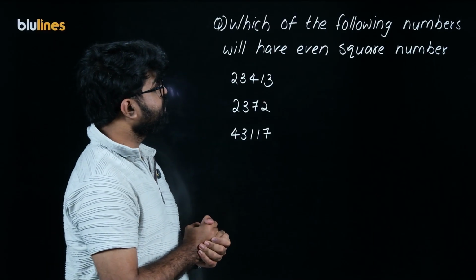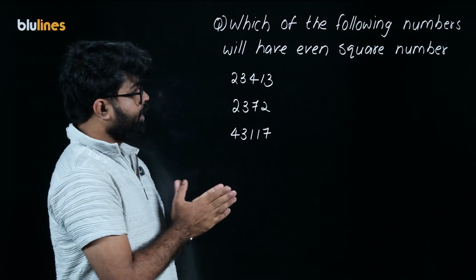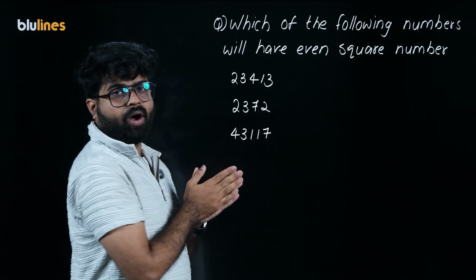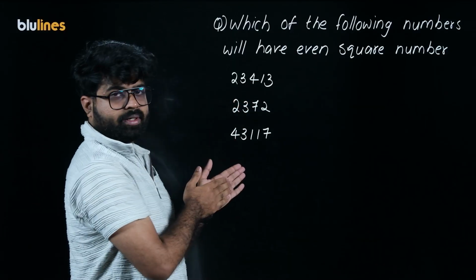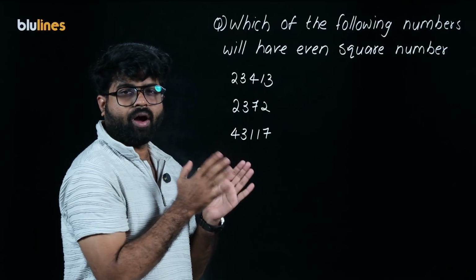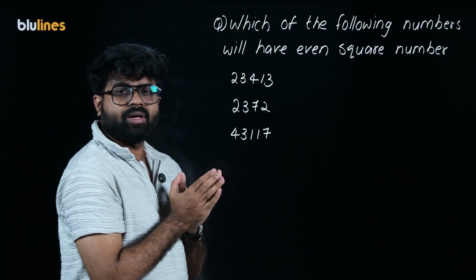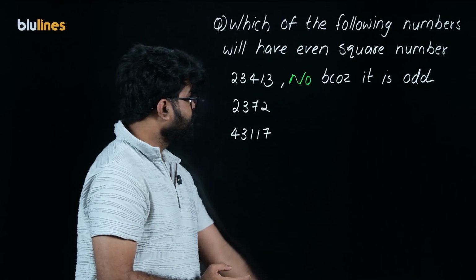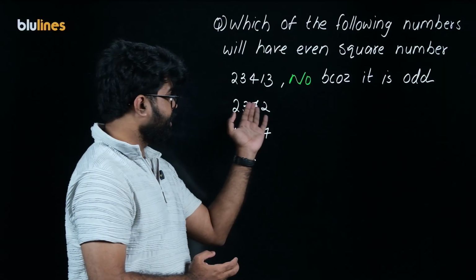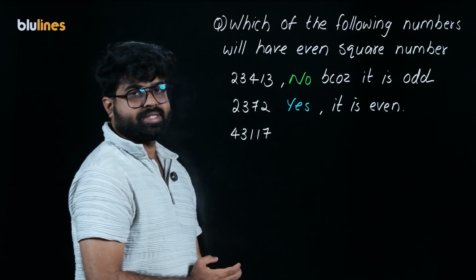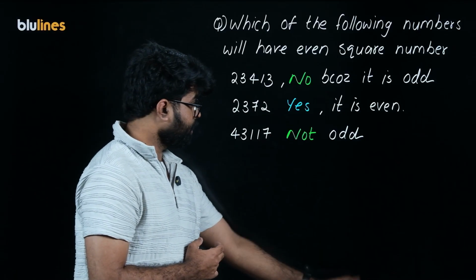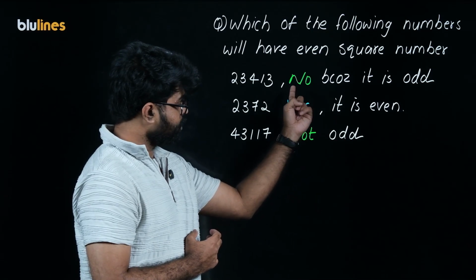Which of the following numbers will have even squares? While looking, you can see that 23413 is an odd number. Here this is an even number. Here 43114 is also an odd number. So we know the square of an odd number is always odd, and the square of an even number is always even. So this one is not, as it is odd. Here this is an even number, so its square is even. This is an odd number, so it's not even. It's not because it is odd. Here also it is not because it is odd.